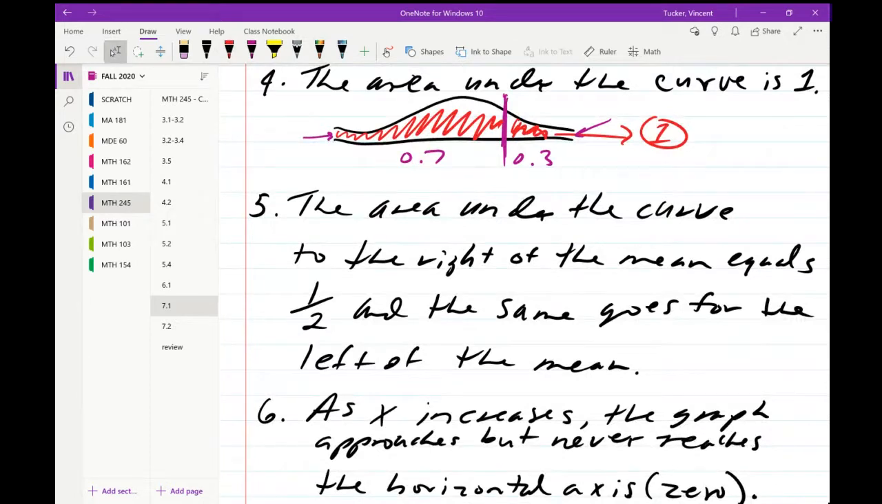Number 5, the area under the curve to the right of the mean equals half, or in other words, 0.5. And the same goes for the left of the mean. So this goes back to what we were saying as far as it being symmetric, and everything under the curve is equal to 1.